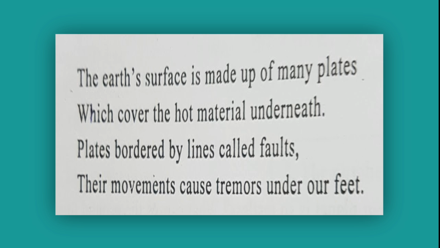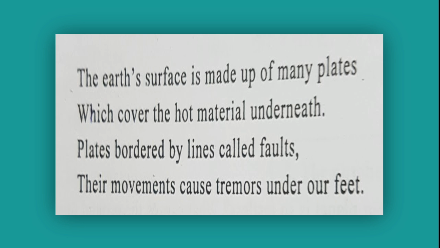The earth's surface is made up of many plates which cover the hot material underneath. Plates bordered by lines called faults. Their movements cause tremors under our feet. Now in this particular stanza, the poetess is saying that the earth's surface has many plates. So underneath the earth's surface there are many plates, and we have already studied that these plates are called tectonic plates. So there are tectonic plates under the surface of the earth, and below that there is a very hot material, and what is it? It's called magma. So there are many tectonic plates under the surface of the earth, and below the tectonic plates there is magma, which is a very hot material.